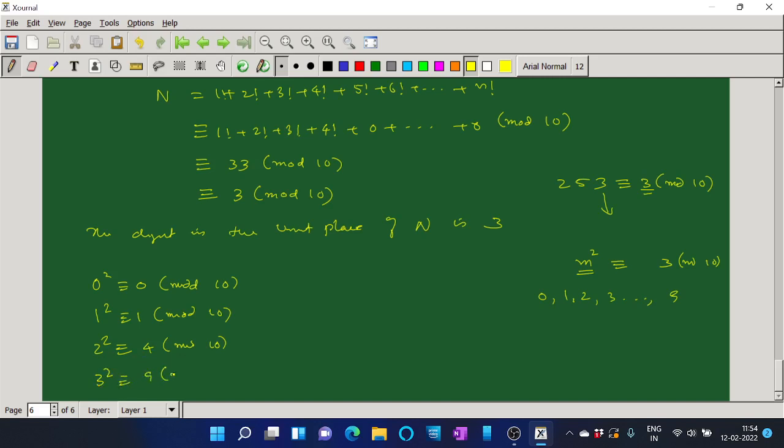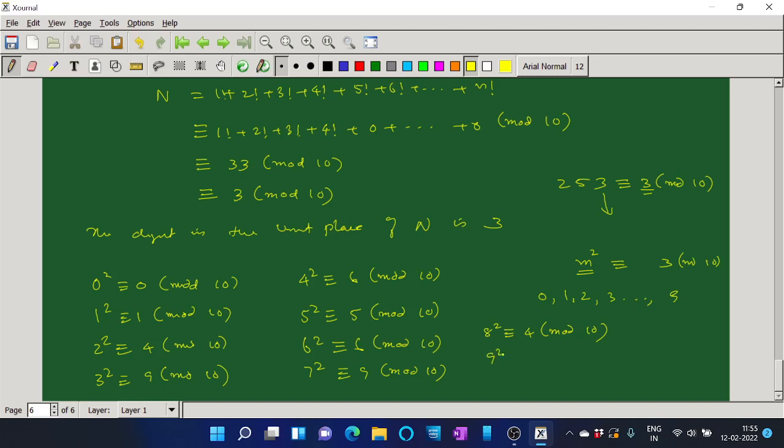3 square is congruent to 9 mod 10. 4 square is congruent to 6 mod 10, because 4 square is 16. 5 square is congruent to 5 mod 10, because 5 square is 25 and when it is divided by 10, it leaves the remainder 5. 6 square is congruent to 6 mod 10. 7 square is congruent again to 9 mod 10. 8 square is congruent to 4 mod 10. 9 square is congruent to 1 mod 10, because 9 square is 81.